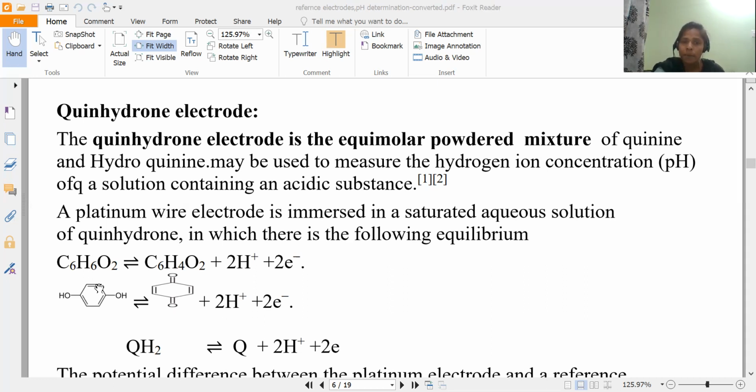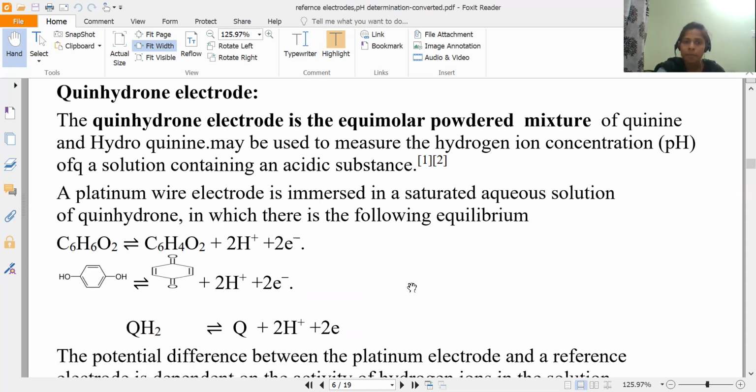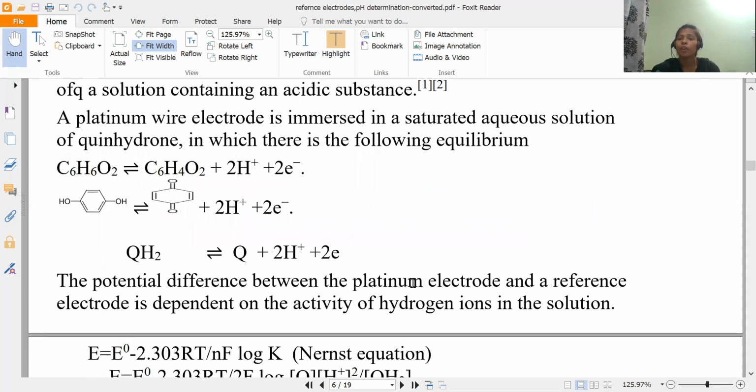So now let us apply the Nernst equation, same as for the saturated calomel electrode. But we can't apply the Nernst equation to the structures, so let us write those structures in the form of formulas. Quinhydrone can be represented as Q·QH2, hydroquinone can be represented as QH2, and quinone can be represented as Q.